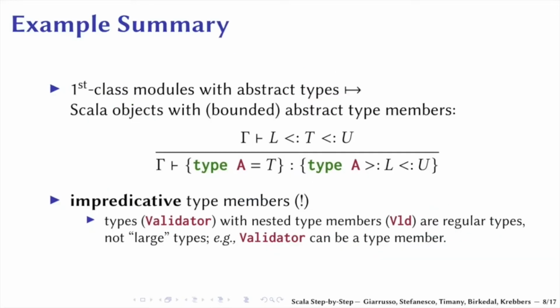This small example already uses many Scala features. So we see that in Scala, first-class modules with abstract types are encoded as objects with bounded type members. We have used the typing rule for type member introduction. A type definition type A equal T inhabits a bounded type declaration type A between bounds L and U if type T is indeed between bounds L and U. We have even used impredicative type members. Types like validator with nested type members like valid are still regular types, not large types in some sense, and are subject to regular abstractions. So for instance, validator can in turn be a type member.